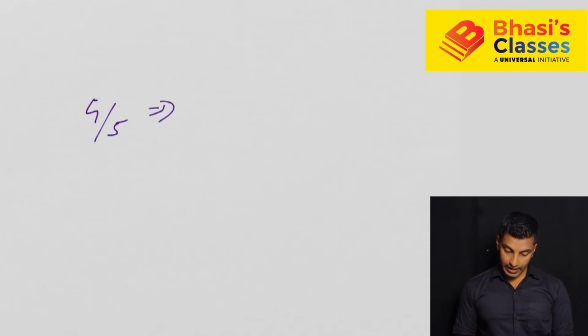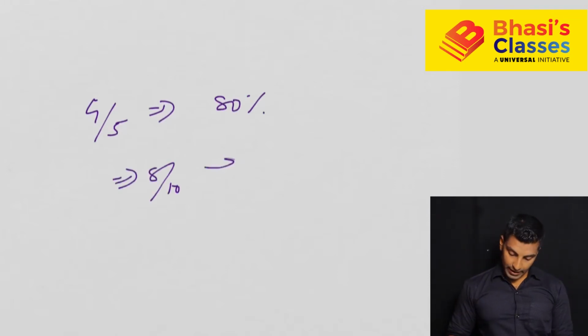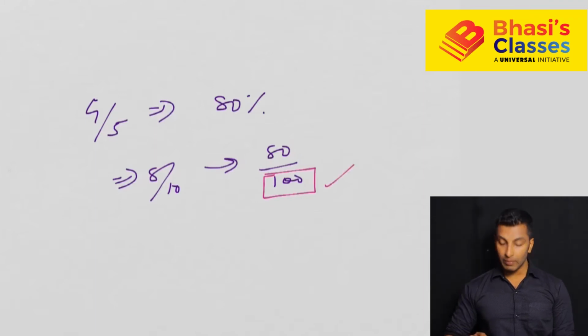Now this can also be written or understood as a percentage. If you can write it as a fraction, you can understand it as a percentage. If you write 4 by 5, this is nothing but 80%, right? 4 by 5 is actually 8 by 10, and 8 by 10 means 80 by 100. Now what is percentage? Percentage means the denominator needs to be 100. So if the denominator is 100, like here, you can write this as 80%. I hope this is clear.